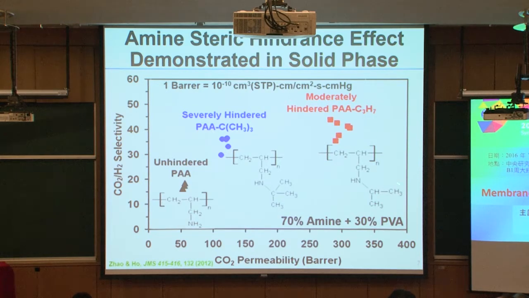Then if we change this bulkier group to an even bigger group, the tertiary butyl group, then the result is somewhere in between. The reason is that, even though we still only require one amino group to capture one CO2, because the amino group is more sterically hindered, it is more difficult for CO2 to react with the amino group. So the reaction rate is reduced to some extent. But because we have more free amino groups, the overall performance is still better than the unhindered polyamine.